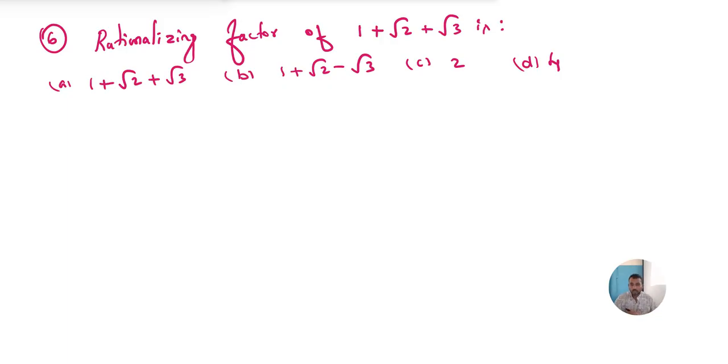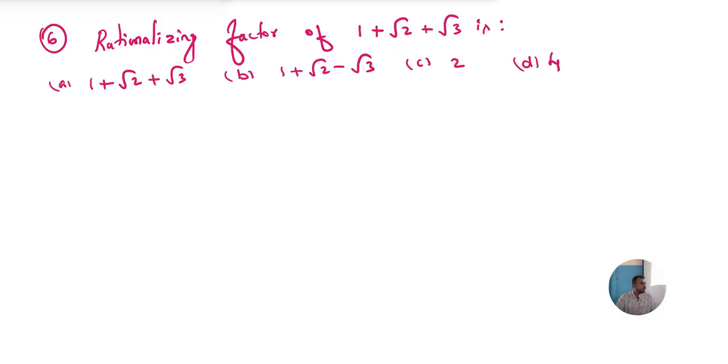Observe, students. Here the question is: the rationalizing factor of 1 plus root 2 plus root 3 is option A, 1 plus root 2 plus root 3. Option B, 1 plus root 2 minus root 3. Option C, 2. And option D, 4. Let's check which is the right answer.